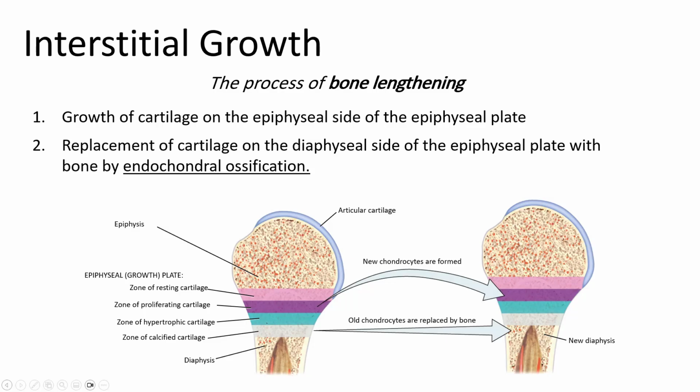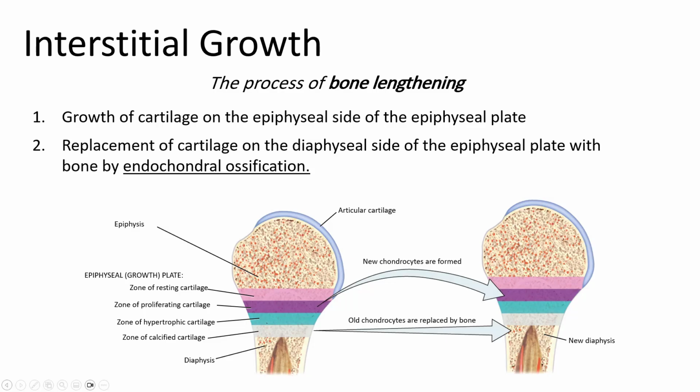As we move into the green region of this diagram, we have the zone of hypertrophic cartilage. And in this zone, the chondrocytes, or our cartilage cells, are increasing in size and they're getting larger, also resulting in bone lengthening.